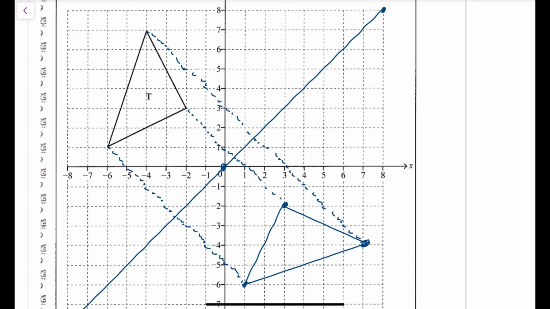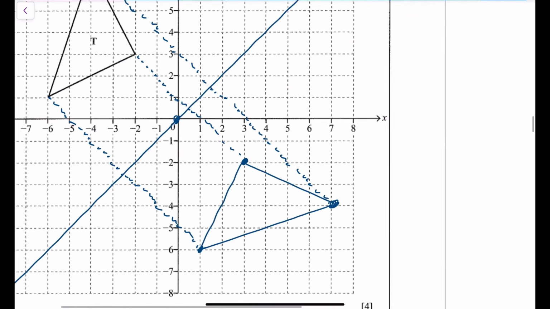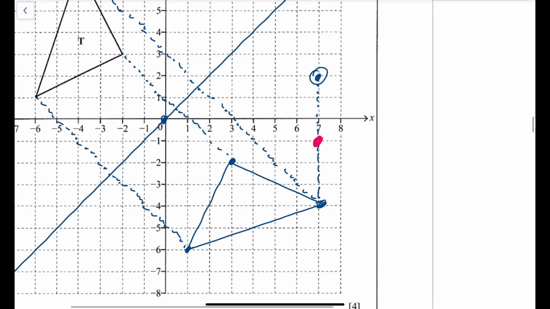We've reflected. It then says, enlarge scale factor half using a centre (7, -2). So let's label (7, -2) first of all. (7, -2) is here. And then you measure your distance out. And that distance down there is, what is that? That's 6 down. Half of 6 is 3. 3 down would take me to here. So this is where, I'll do this in red, this is where that first point goes to. Then measure this distance. This is the easy one. That's 4 diagonal squares. Half of 4 diagonal squares takes you to 2 diagonal squares.